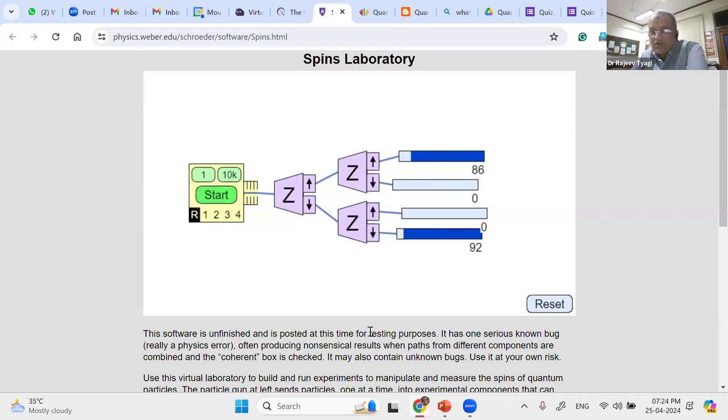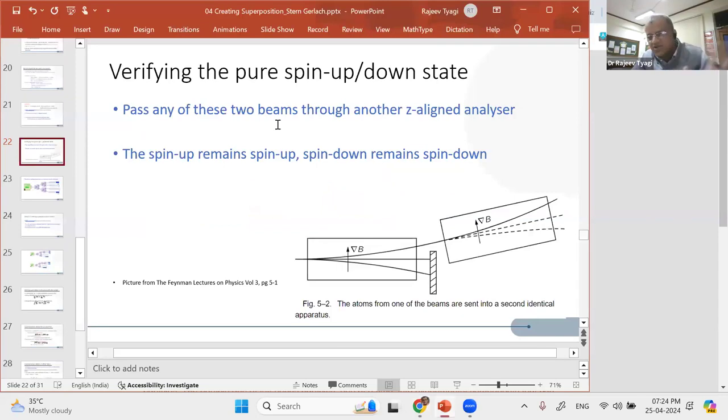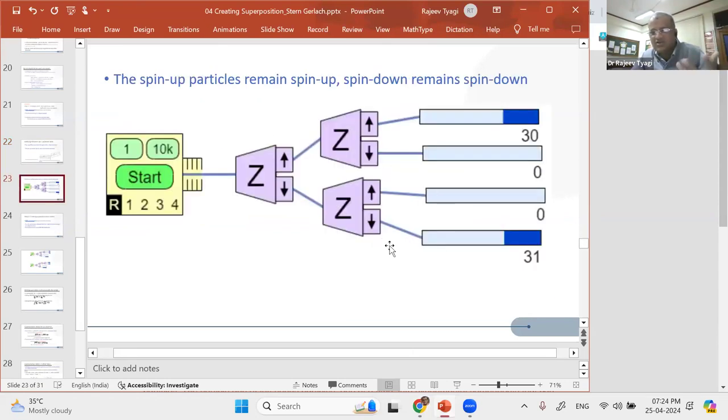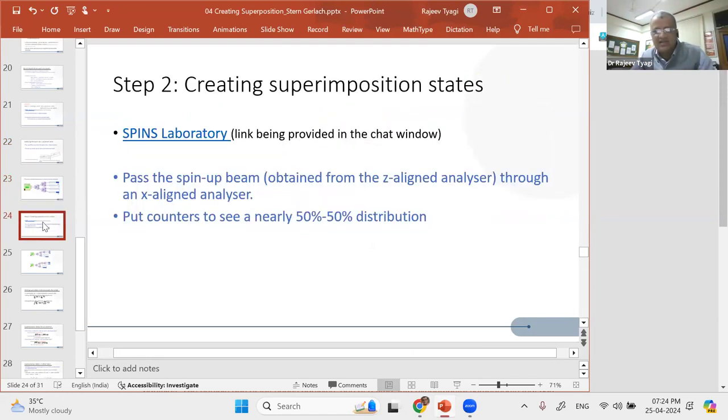Okay. So we have reached this point that we are very sure we have been able to segregate spin ups and spin downs. Spin up separate, spin down separate. And this is what it looks like. I took a screenshot earlier and I have placed it there, so that if someone wants to see it later, they can see it.